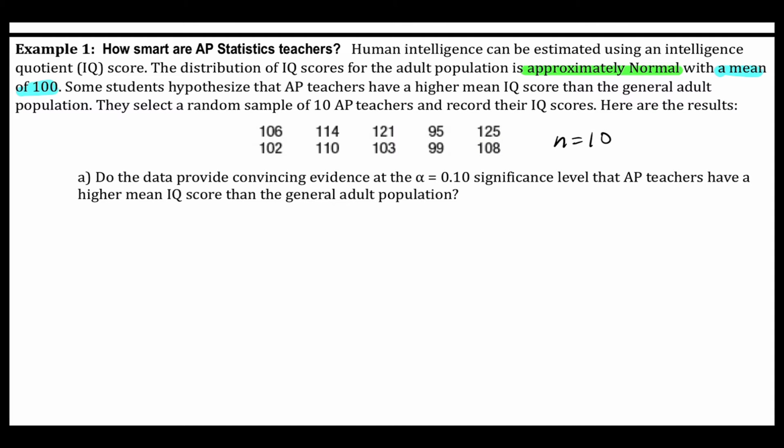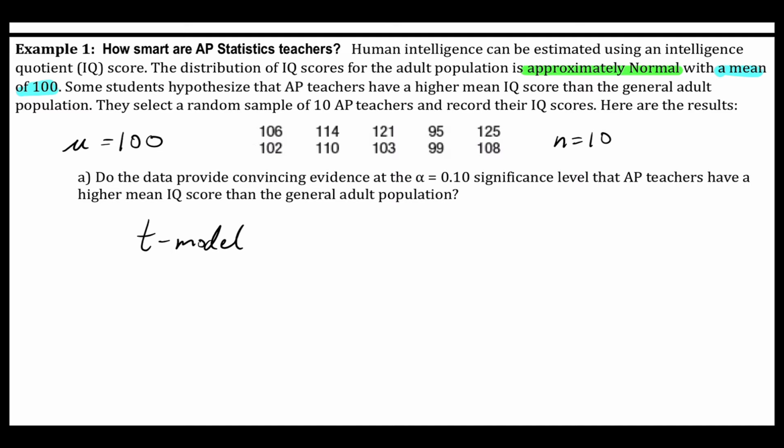If I wanted to give that a symbol, which symbol would I give it? Would it be X? Would it be X bar? No. Good. That is important. Definitely important. Do they tell us anything about standard deviation? No. So is it going to be Z or T? T procedures. Good. T model or T procedures.